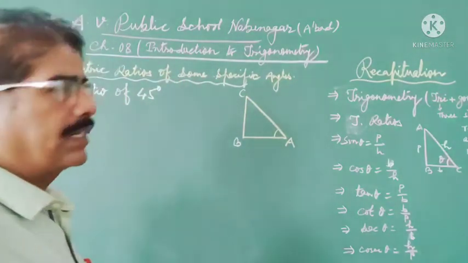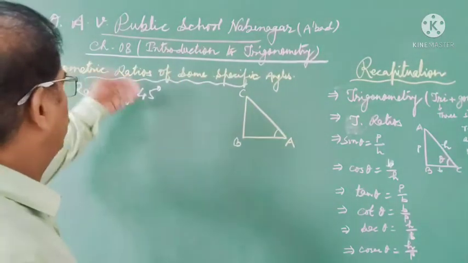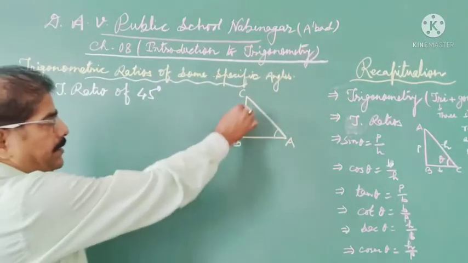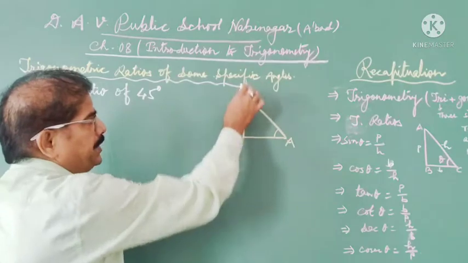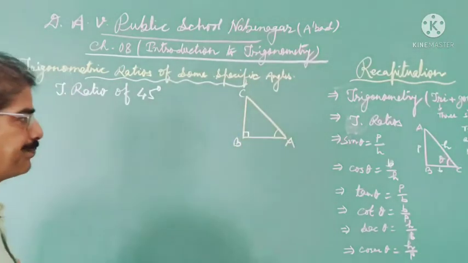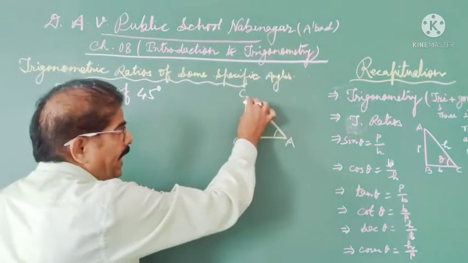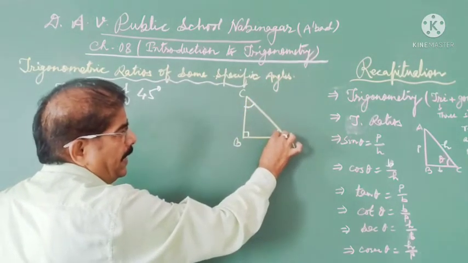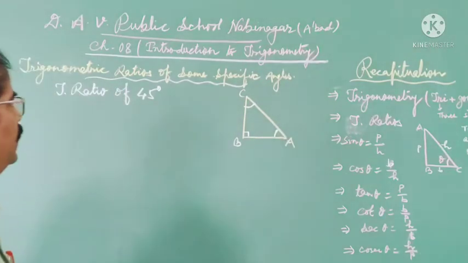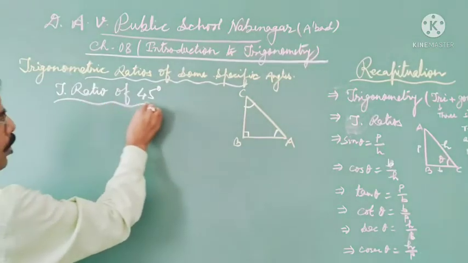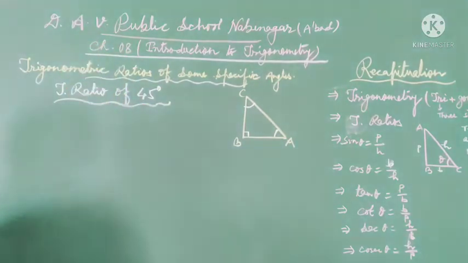Let us move towards the topic trigonometric ratios of some specific angles. Here given ABC is a right triangle and B is 90 degrees, and A and C are acute angles. Firstly, finding T ratio of 45 degree.